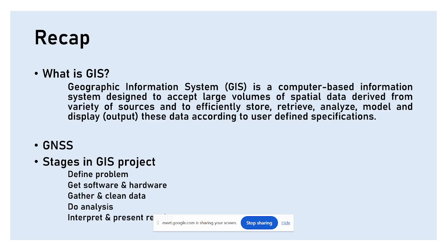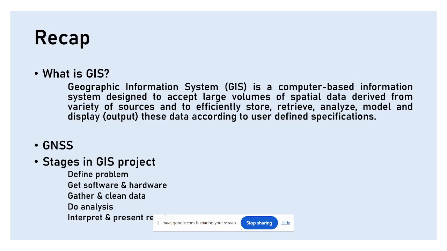Then we had discussed the stages in a GIS project, like what you do when you have a GIS project. We basically define the problem, like what you want out of this. Then according to that, we obtain the software and hardware. We have a lot of open source software like QGIS, ArcView, then we have ArcGIS. Such software we take according to our need. And of course we need a computer and related things, which comes under the hardware.